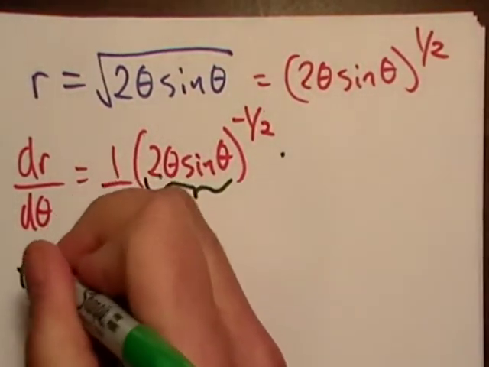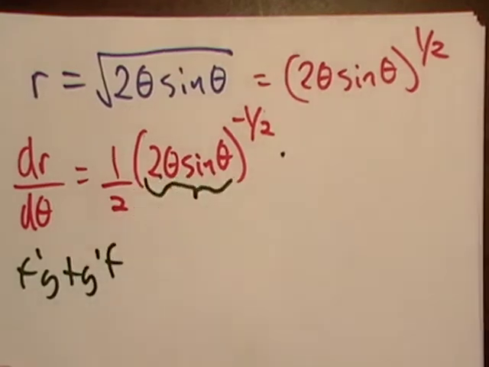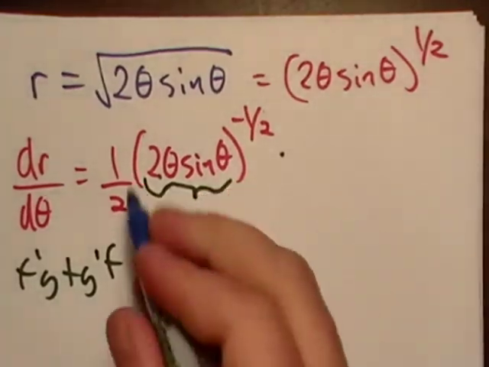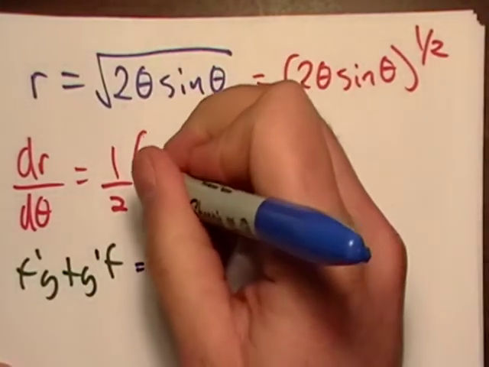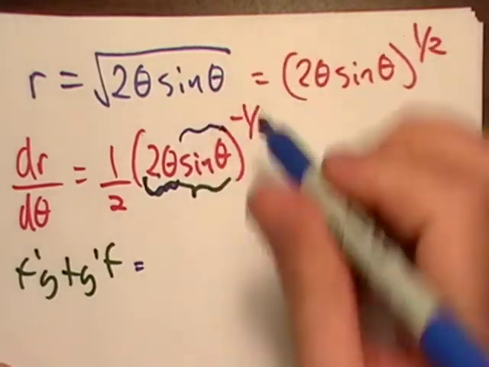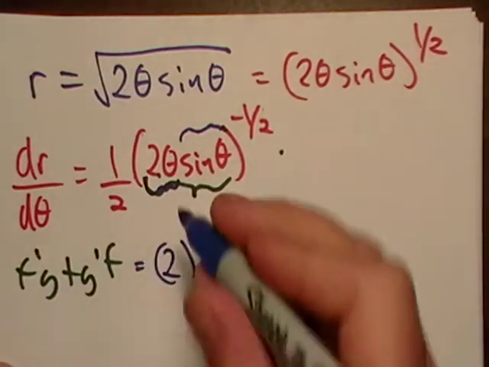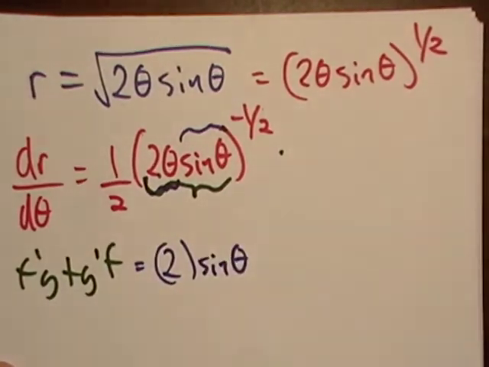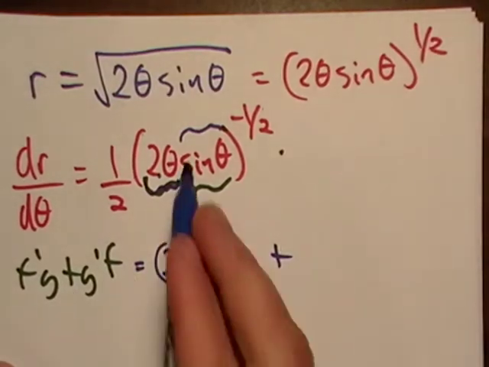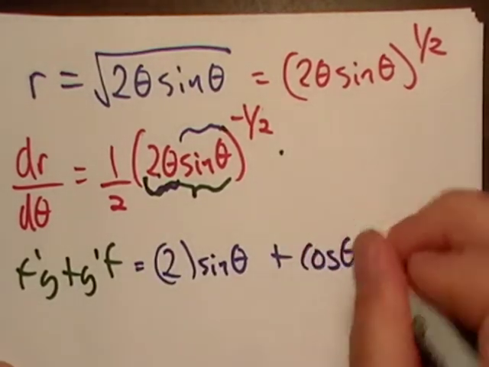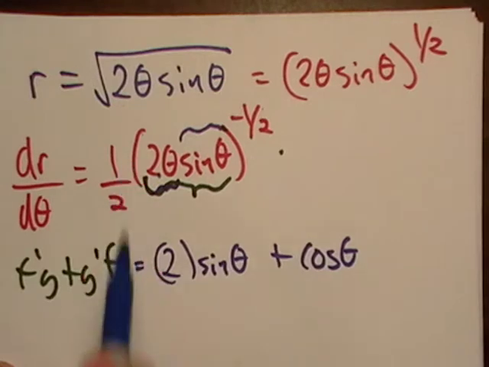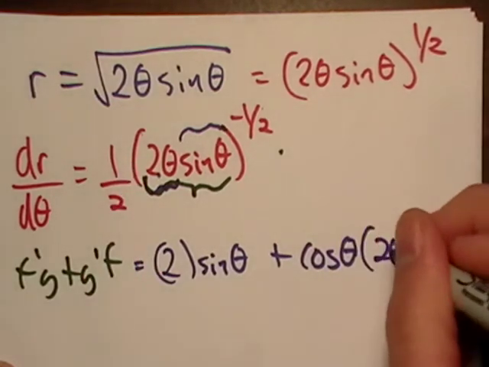And it looks like we got a product. So that's f prime times regular g plus g prime times regular f. So that part right here, I'm going to call this f prime, and I'm going to call this my g. So the 2 theta, that's just 2 times regular g, that's just sine theta. Okay, plus g prime, that's a cosine theta, multiplied by regular f, and I called that 2 theta.